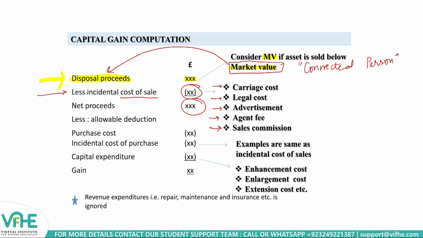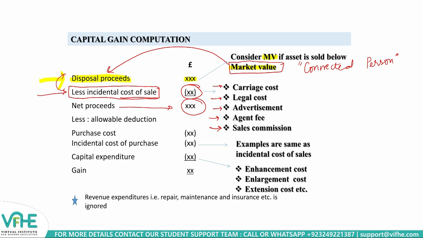So all those costs which the individual has to pay for the sake of making the disposal are said to be the incidental cost of disposal or incidental cost of sale, and that is going to get deducted against disposal proceeds. So for instance, if I am going to sell off an asset for £100,000, and in order to sell the asset for £100,000, I have incurred a cost of £5,000, that would mean in order to generate £100,000, I have paid £5,000. That means the amount generated on a net basis is £95,000.